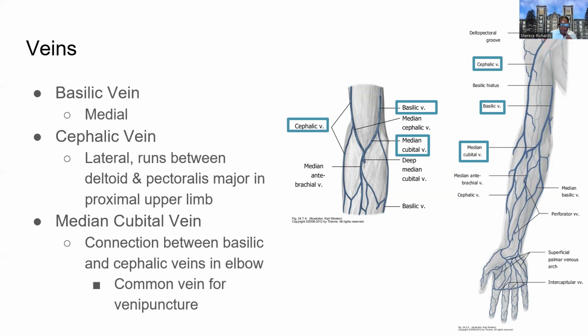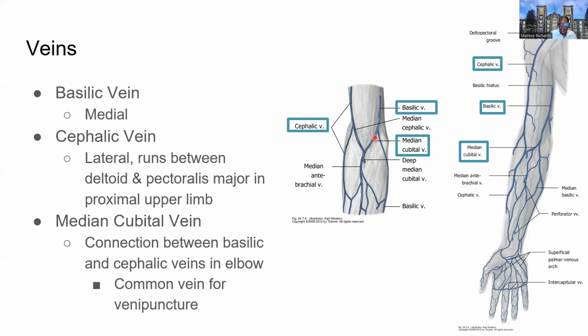Cephalic is also going to run between some of the muscles we described earlier, such as the deltoid, pec major, and the proximal aspect of the humerus and the upper limb. So the cephalic is going to be a little bit more superficial, actually running between the heads of those muscles, whereas basilic is going to be on the deeper aspect of the arm and also on the medial side of the arm. Then we have the median cubital vein.